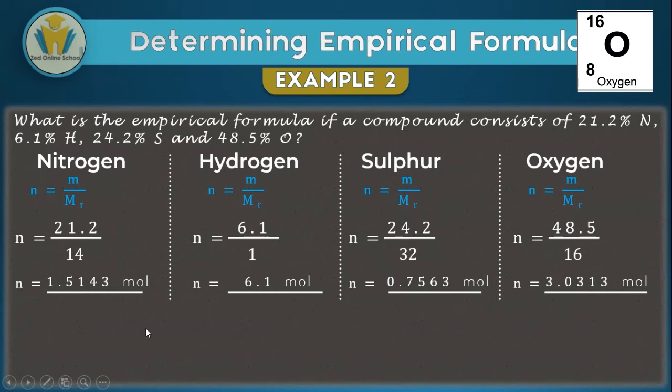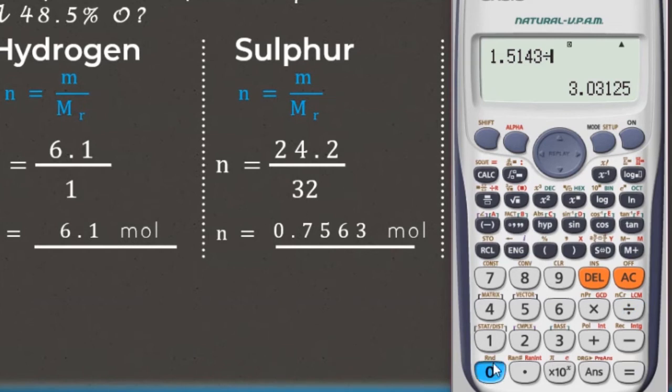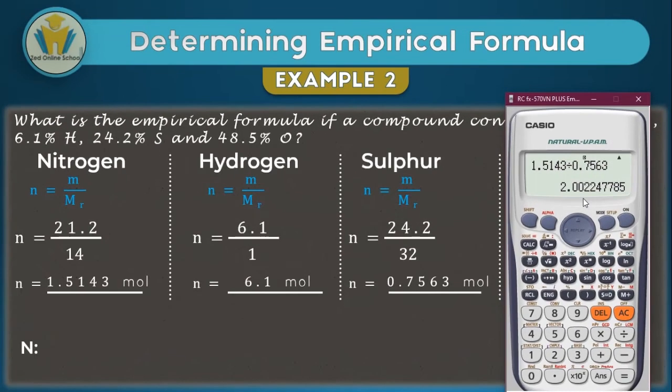We have all the number of moles for each of the elements: nitrogen, hydrogen, sulfur, and oxygen. So we check which one is the smallest. I think it should be sulfur here, 0.7563. And so we're going to divide throughout by the number of moles for sulfur. N is going to be 1.5143 divided by the number of moles for sulfur. Okay, you can see our answer is 2.00. So we're just going to round off to the nearest whole number. Even if we rounded off to 1 decimal place, our answer would still remain 2. So practically, rounding off doesn't really impact our answer here.